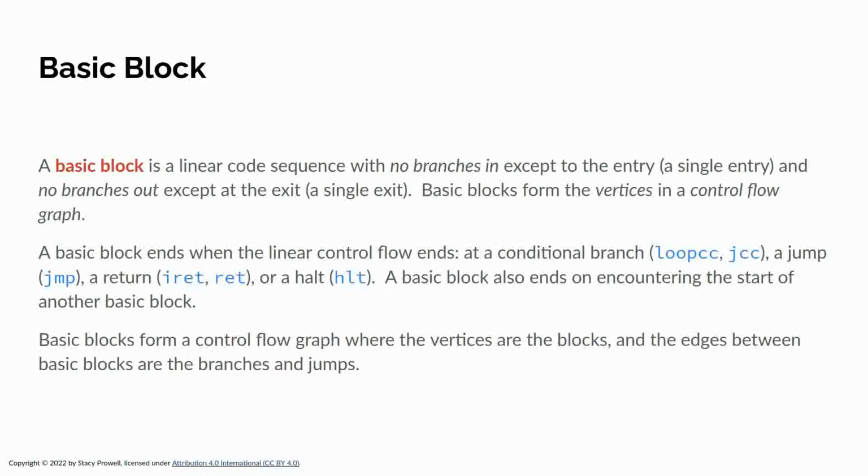And the things that you need to know is there are no branches in except at the entry, and there are no branches out except at the exit. And that says single exit, but really you can end up in multiple places at the end of a basic block. And that's okay. Basic blocks are going to be the nodes in your control flow graph.